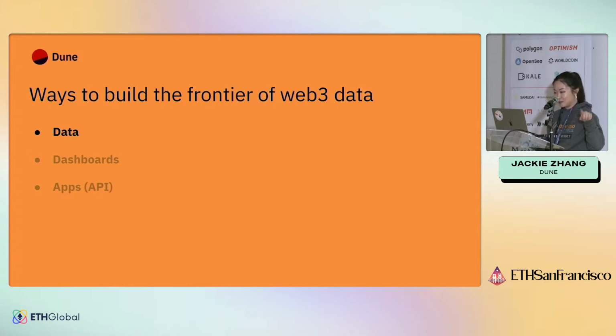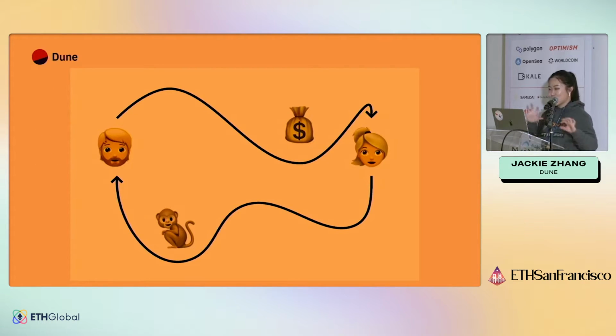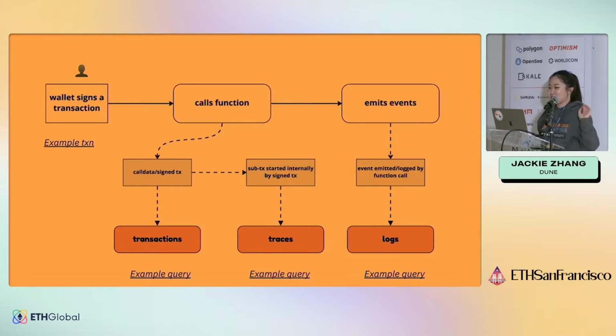Okay, so data. Just level setting: data is produced by on-chain activities, right? Here we're going to use a super simple example because we're talking about NFT marketplaces, so NFT trading. Simply put, person A gives person B some money, and person B transfers the NFT back to person A, in a very, very simplified format. That's what happens.